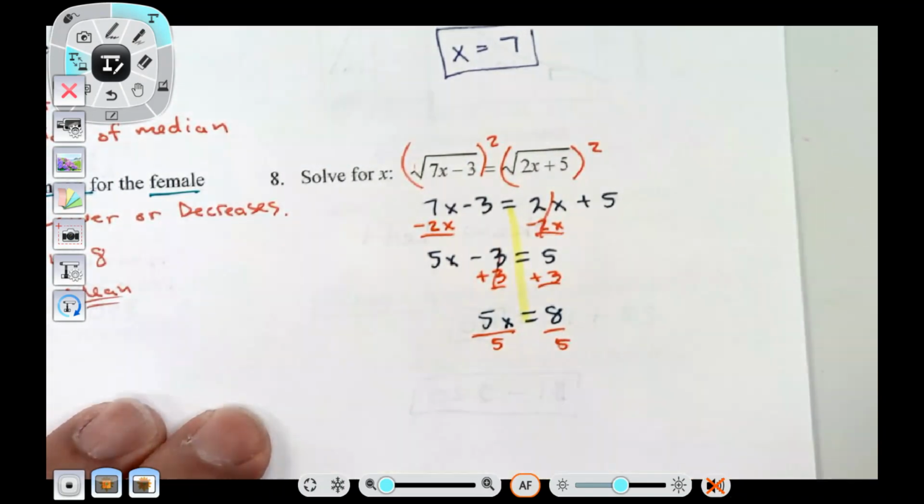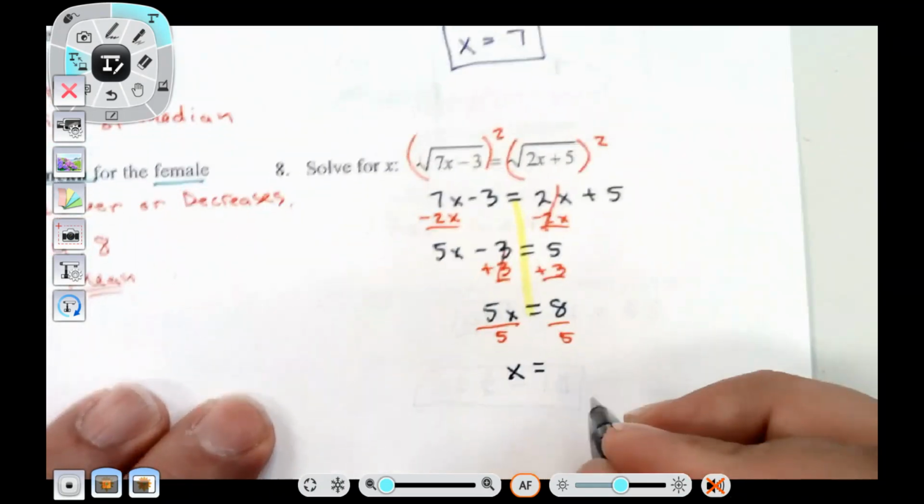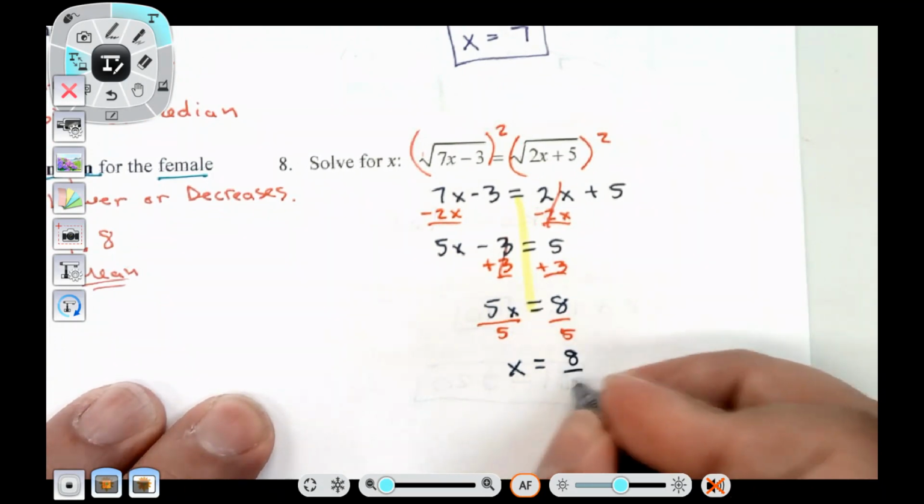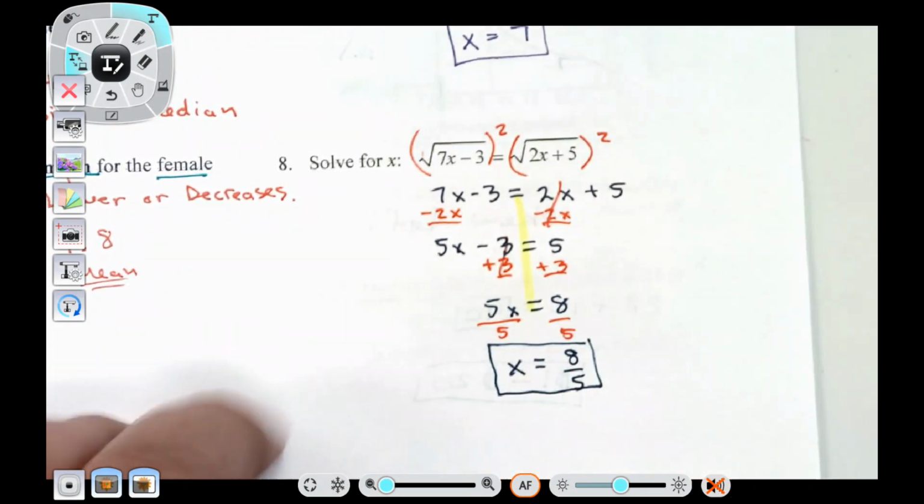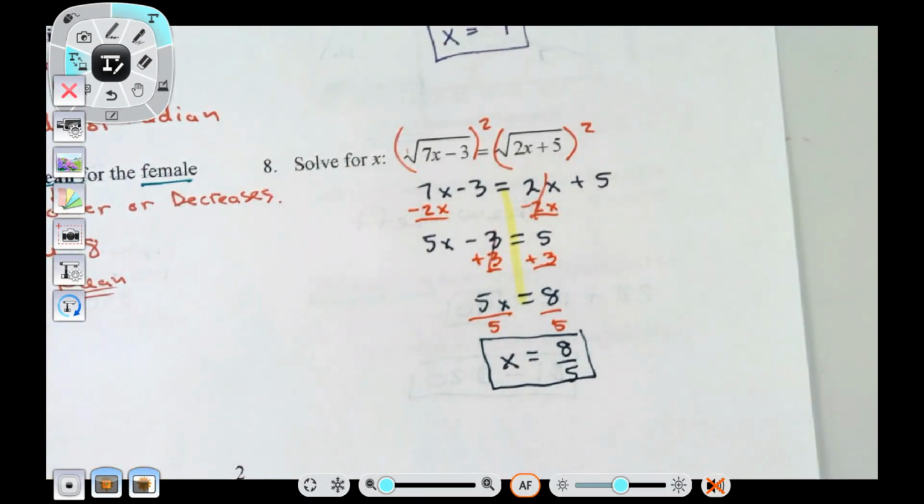And you already know that if it doesn't work out nicely, it's okay to leave it as a fraction, because they didn't say round off. They didn't say use a decimal. Sorry, they didn't say use a calculator. So that's how we leave it.